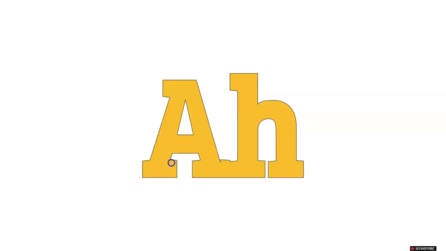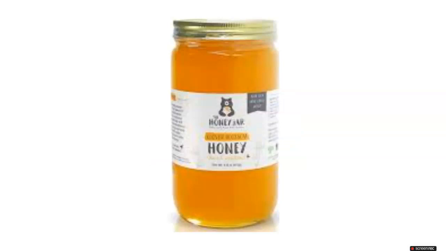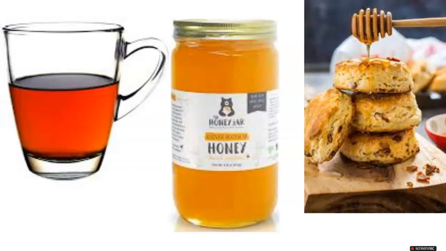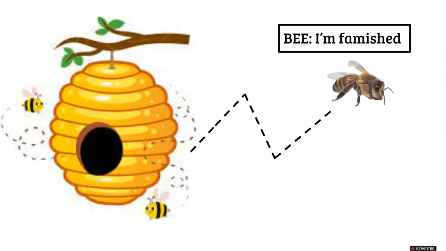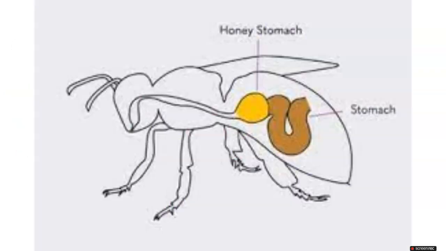You like honey? Yes, honey. The golden liquid that so many of us enjoy in our tea or on our biscuits. Worker bees leave the hive in search of their food, nectar. A bee will drink this nectar to fill their honey stomach, which is where the honey making process begins.